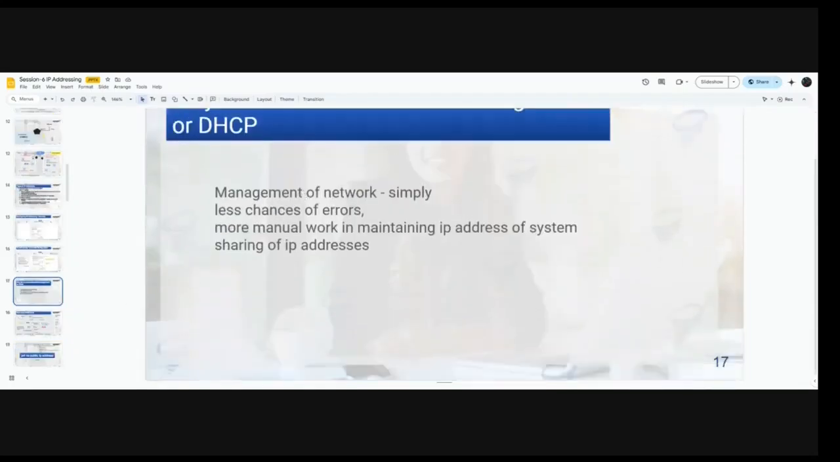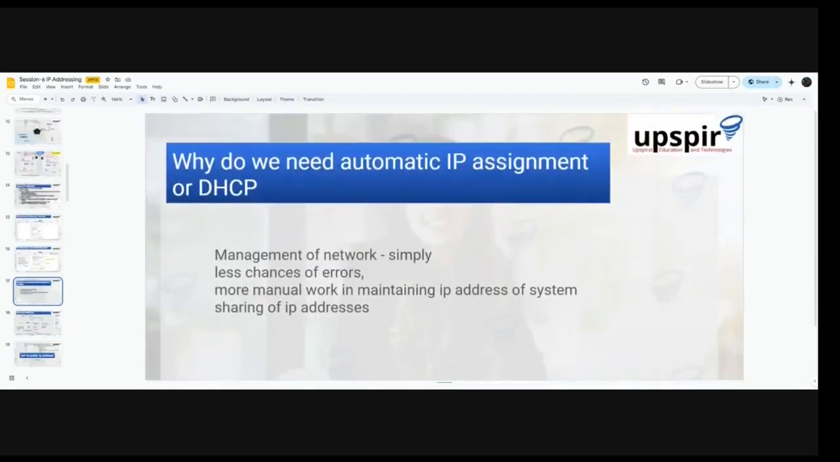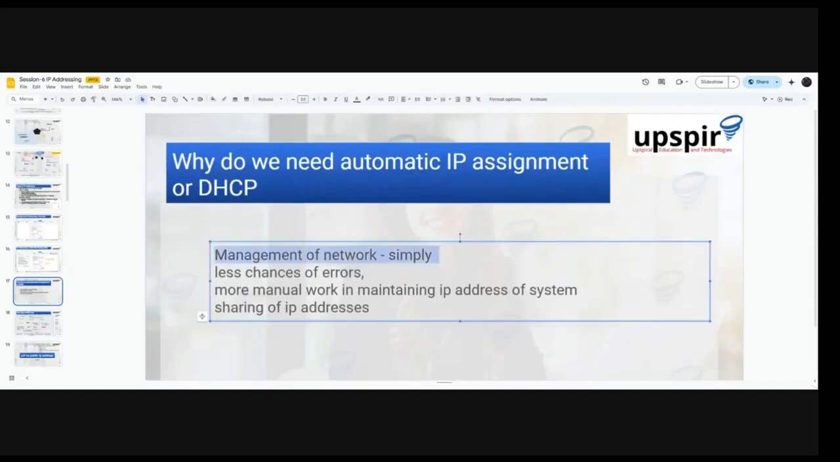So why do we need automatic IP address assignment? Management of the network becomes simple, there are fewer chances of errors, whereas there is more manual work in maintaining IP addresses for systems, and you can actually end up assigning the same IP address to two systems. So that is why we use DHCP.